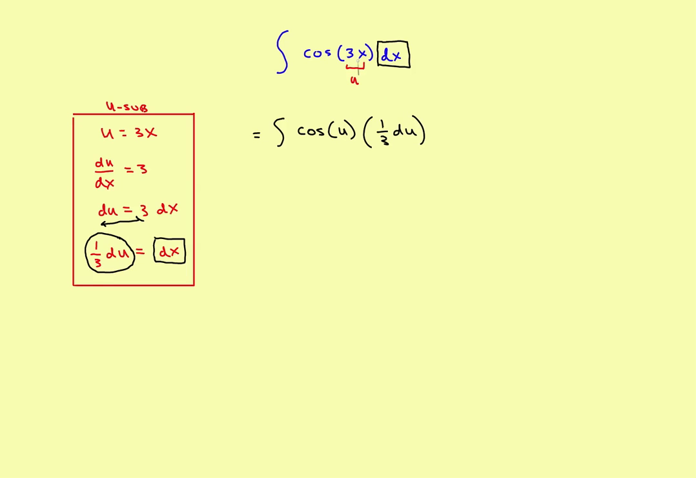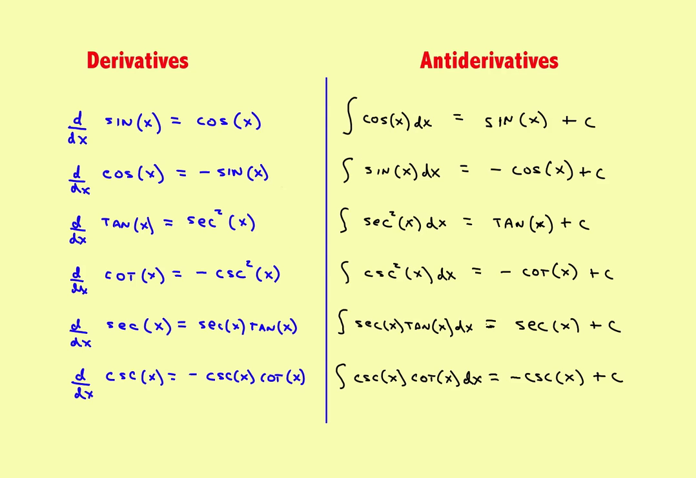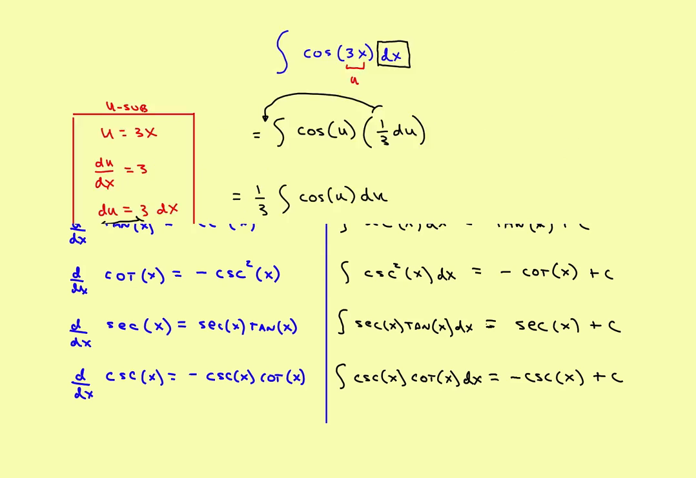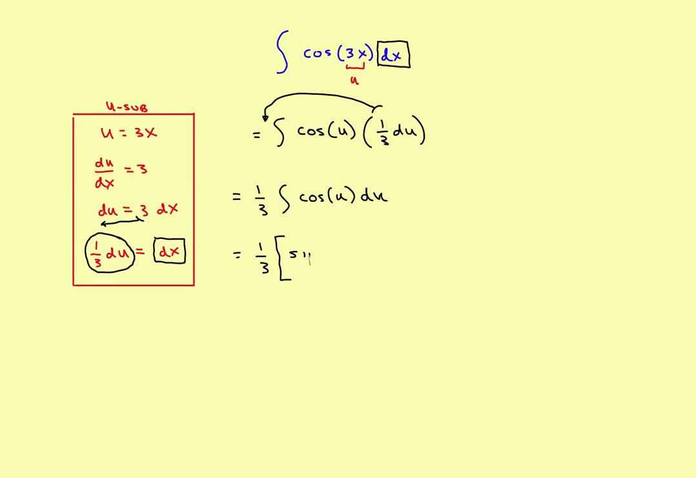So I've changed the whole problem from an x problem into a u problem, but now I've just got the cosine of a simple u. Well, again, like we've done in the previous problems, go ahead and take the constant and move it out in front. So that'll give you 1/3 of the integral of the cosine of u du, which will give you 1/3, and find the antiderivative of this. Now go back to your trig list. The antiderivative of the cosine is the sine plus c. So this will turn into the sine of u plus c.